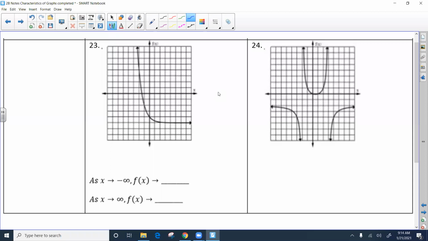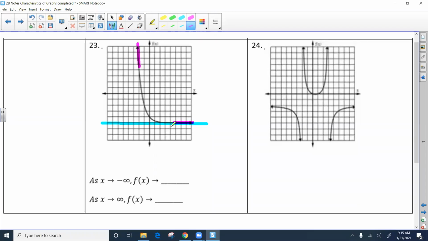All right, so we've got 23 and 24. We're trying to do the same thing. So if we look at 23, hopefully this type of graph looks somewhat familiar. You have seen exponential functions before in Algebra 2. We can see we have this asymptote where the graph is getting close to this line, but not touching. Okay, so let's describe the end behavior. So we're trying to describe the two ends of the graph.